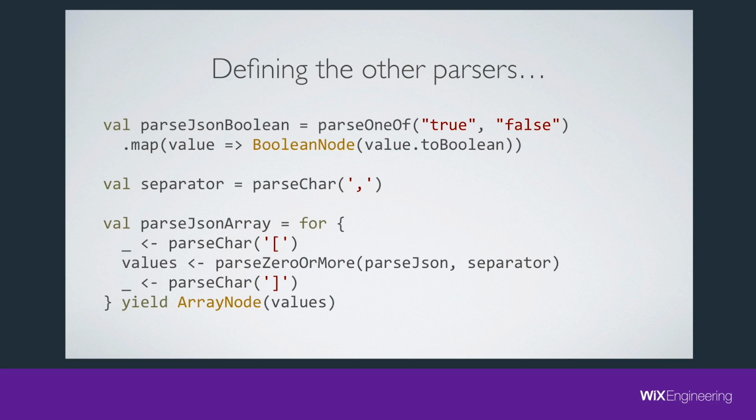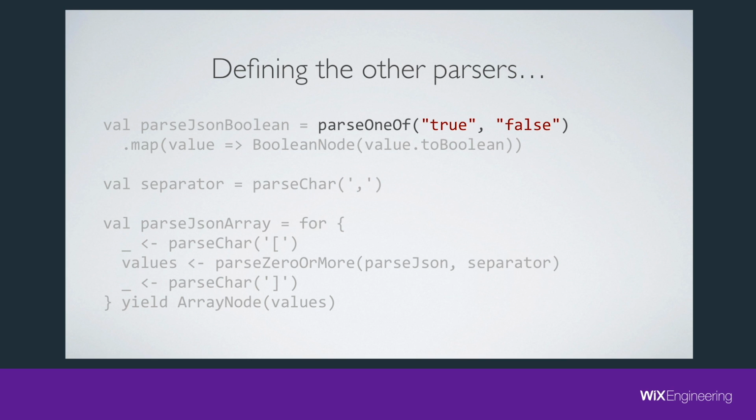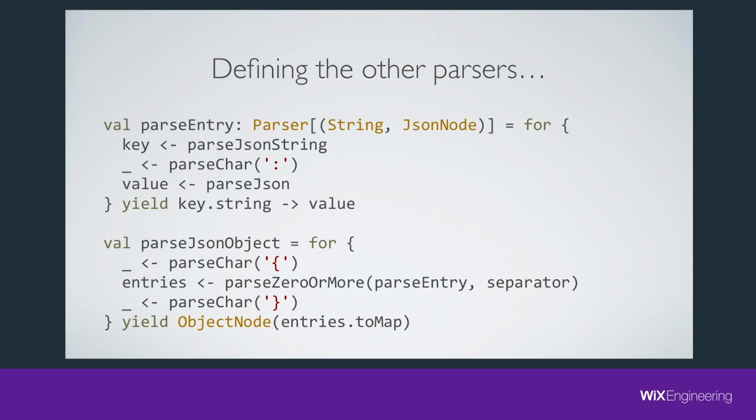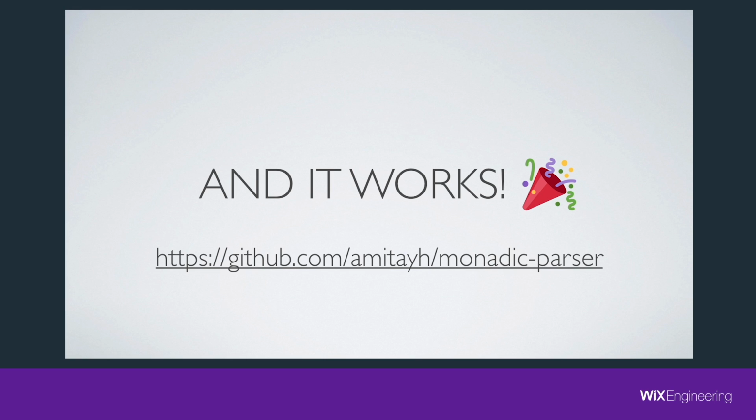As we collect more and more small, simple parsers, it becomes easier to compose other parsers. Here we see parsers for boolean and array node. We use more helper parsers here, like parse one of, which will try to parse one of the provided strings in order, and parse zero more, which takes a parser for some type A and a parser for a separator, and will return parser for a list of A. Similarly, we can create a parser for a JSON object node. We create a parser for an entry in the object, and then use it to parse the entire object using parse zero more, like we did with the JSON array. After we define the parsers for all node types, we can successfully parse JSON.